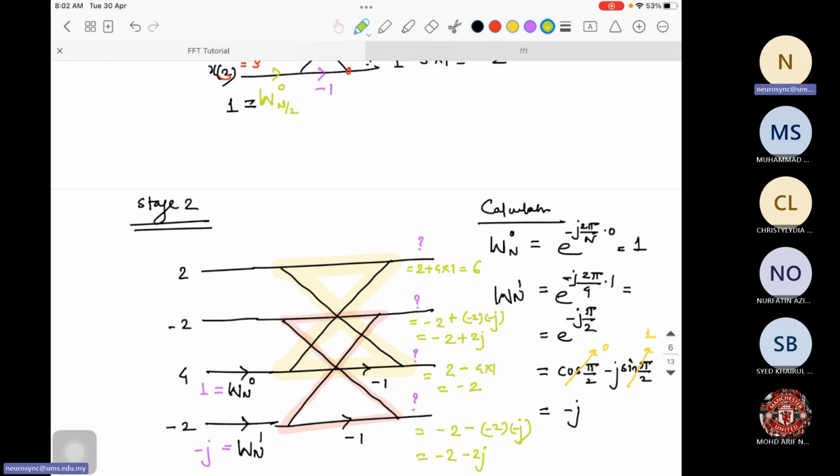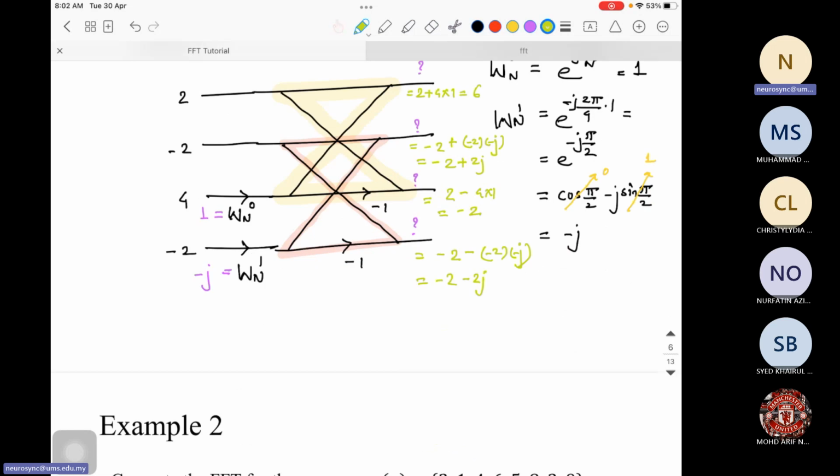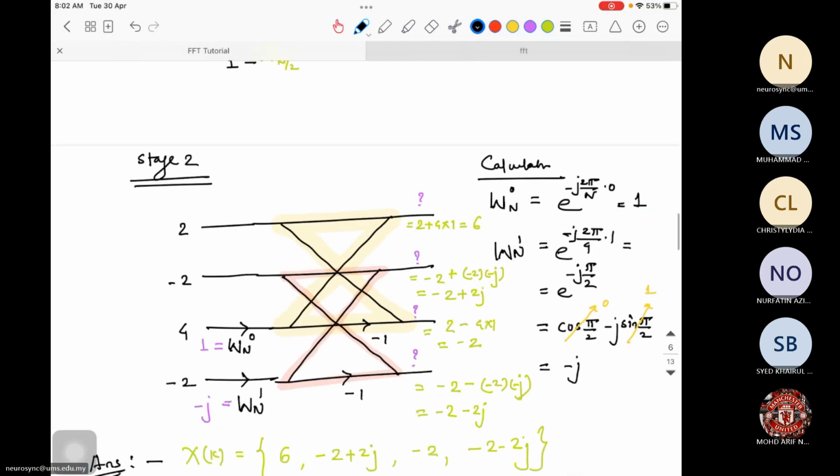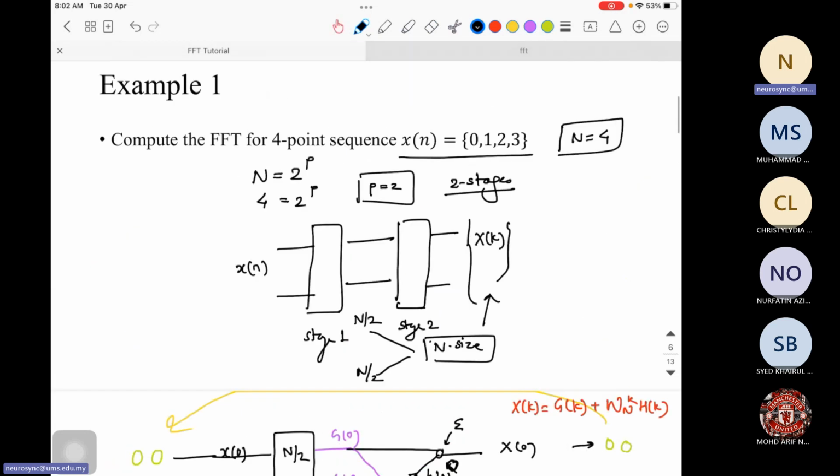Okay, so this is our final answer. What is our final answer? Only two stages are required here because this is a 4-point DFT. So X of k, my output, is: the first value is 6, the second is minus 2 plus 2j, the third value is minus 2, and this is minus 2 minus 2j. Okay, so this is my answer for this example 1.